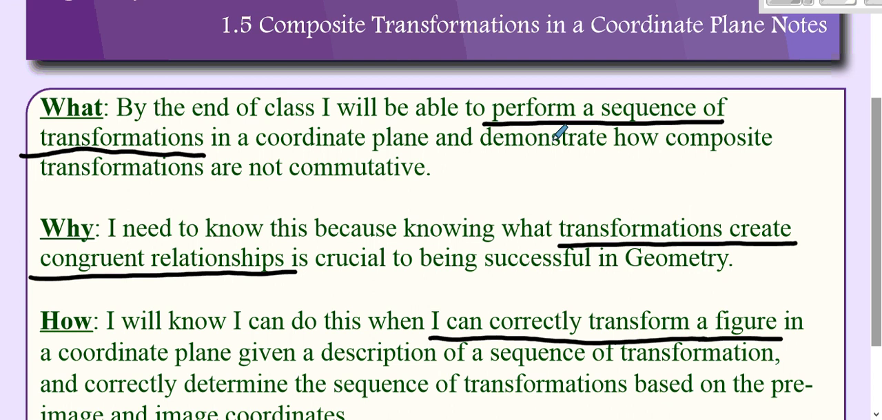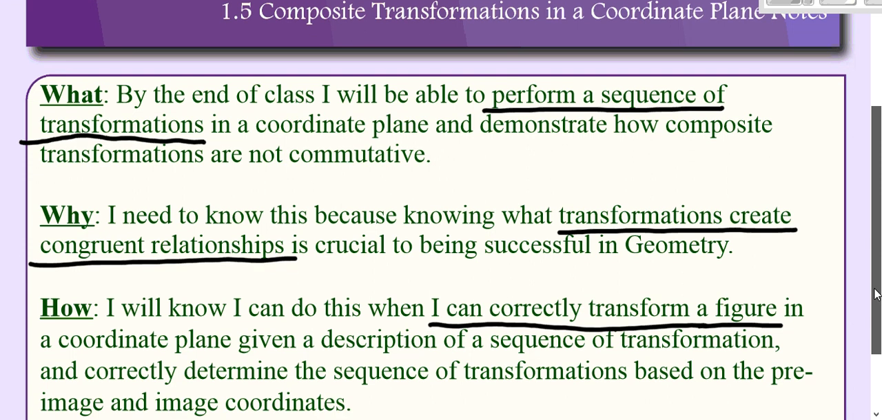You need to know it, like we've said a few times, because transformations create congruent relationships. And congruent is the key thing to understand about geometry. We're going to be doing a lot with congruent. And you know you can do it when you can correctly transform a figure, no matter how it's given to you.